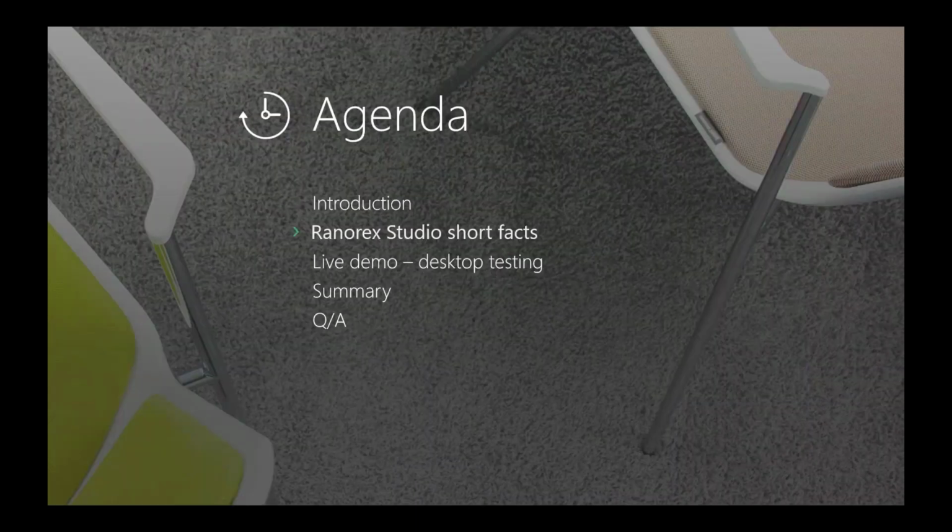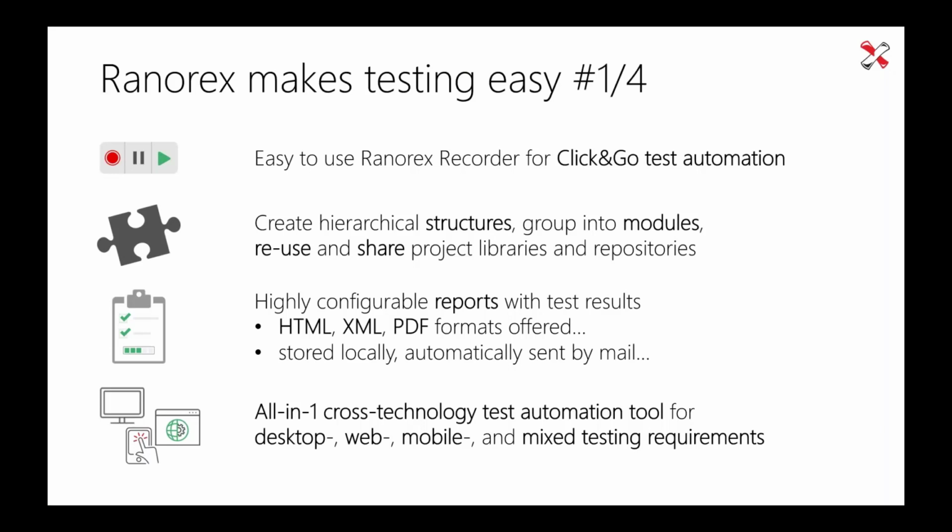It takes us 4 slides, and I would like to start by telling you what are the main characteristics of Ranorex. So Ranorex is an easy to use, click and go test automation tool. We call it a one-day productivity tool. We have an easy to use recorder. You could create hierarchical structures and group into modules, do some reuse and sharing project libraries and repositories.